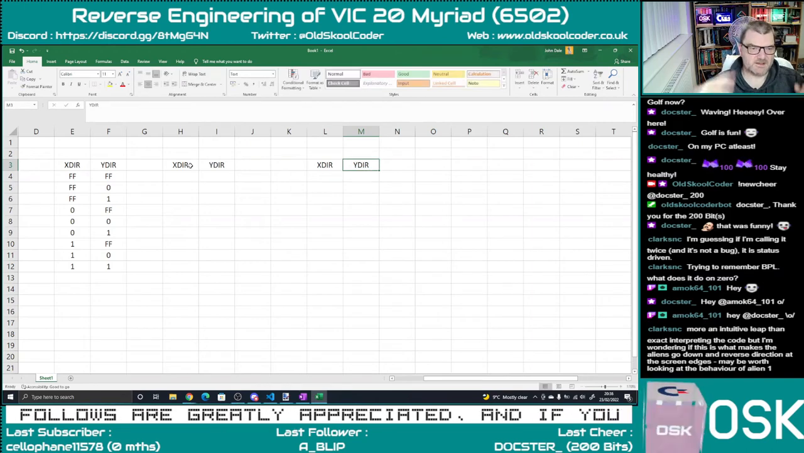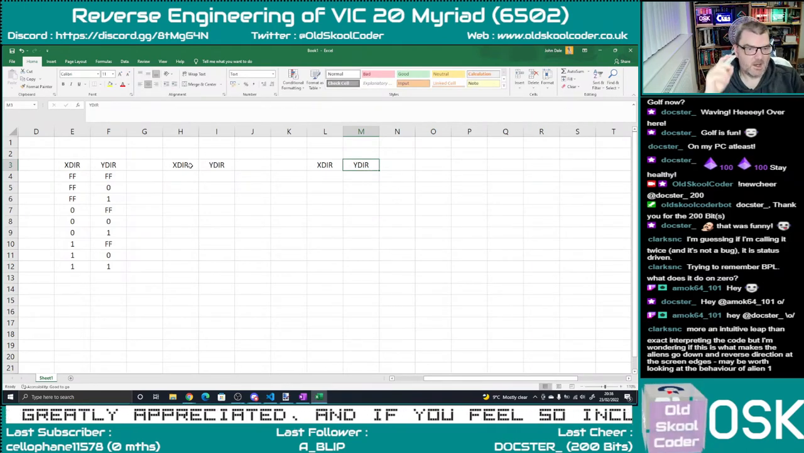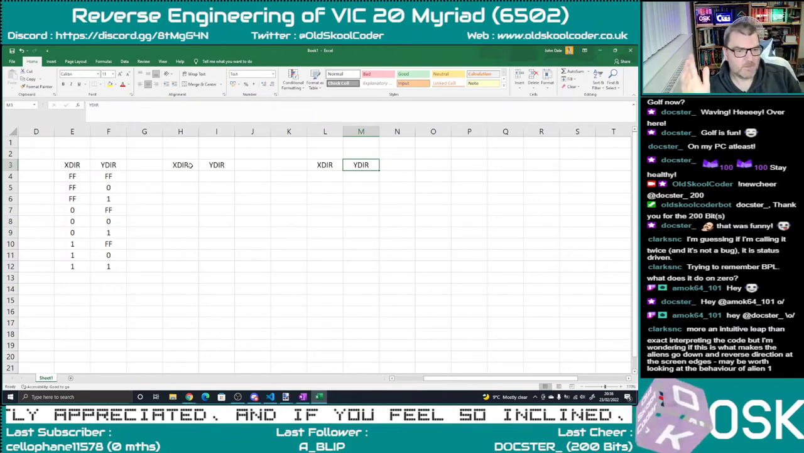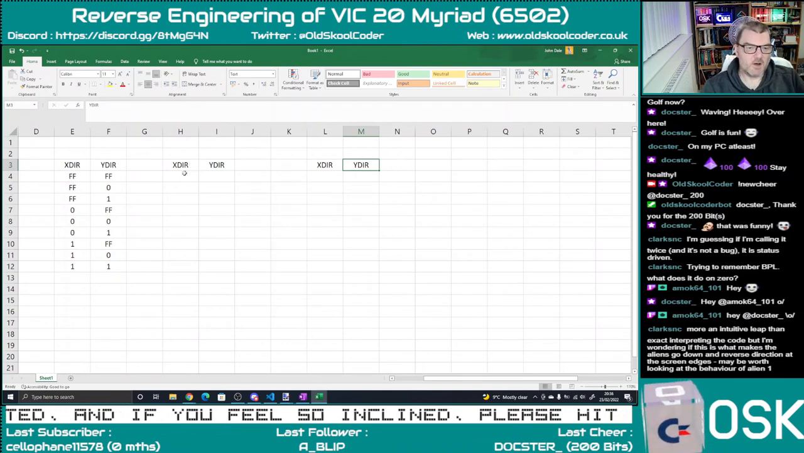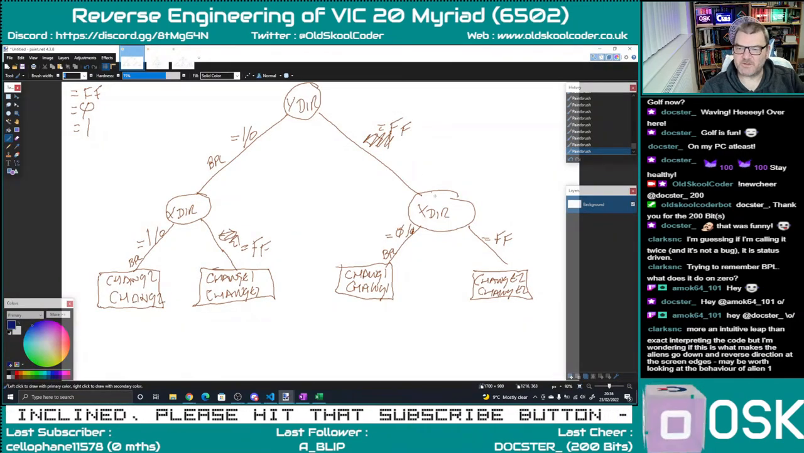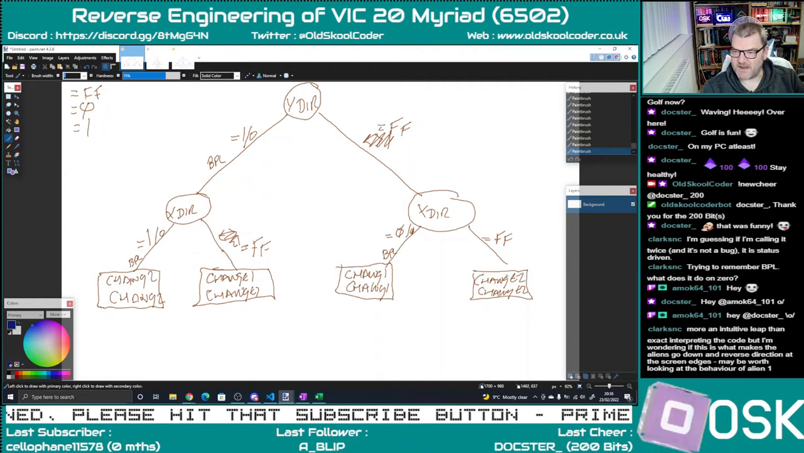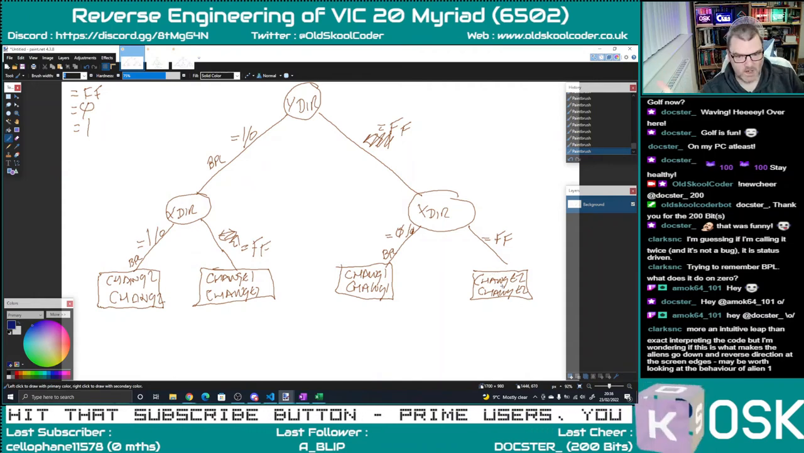So that means the states of those two variables get changed twice. Yeah? And so we're going to run through it and try and understand what we're going to be doing. So our first combination is X and Y are both FF. So we start at the root. So Y is FF, so we come down here, and X is FF. That means it's going to run the change to routine twice.